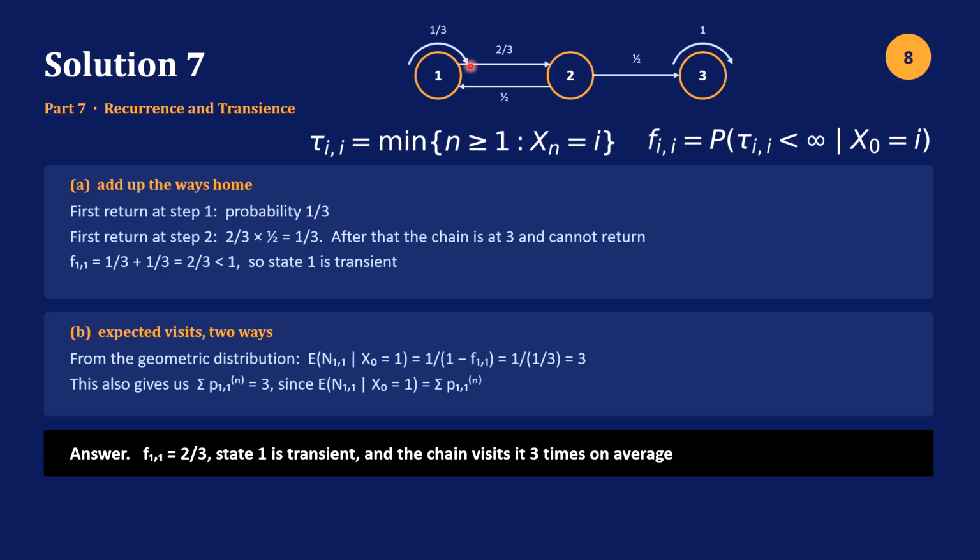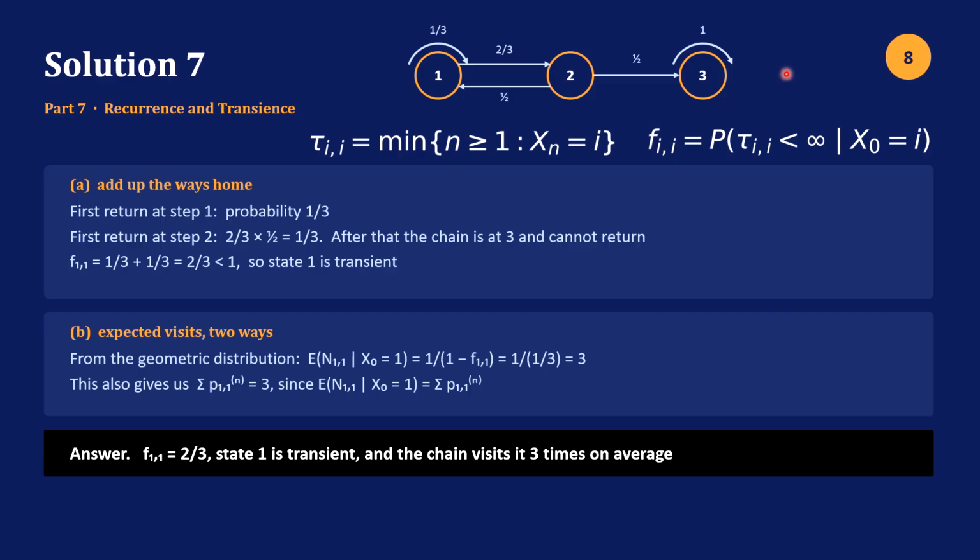Then the first return is in 2 steps. You go out with 2/3 and then back with 1/2, and that's 1/3 also. So those are 2 classes of paths that start by either immediately returning to 1 or going out to 2 and then back to 1. That gives you 2/3 of the probability of having your first return less than infinity. Then the third case is you go from 1 to 2 and then from 2 to 3, and of course you never come back from that, and that's another 1/3 probability. So the 3 add up.